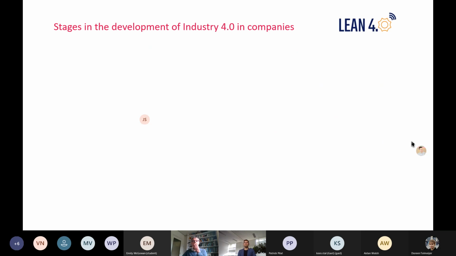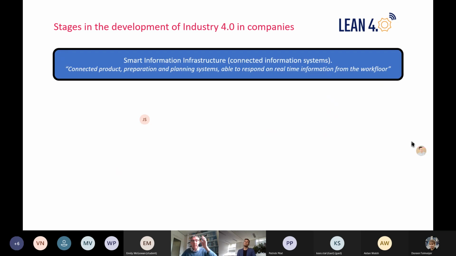Now the stages in the development of Industry 4.0. Well, first of all, this is a kind of the architecture of Industry 4.0 in a company. First of all the information needs to be linked. In practice, there are lots of information systems, separate information systems, not linked to each other, but they need to be linked. And that's important, to gain connected information systems.